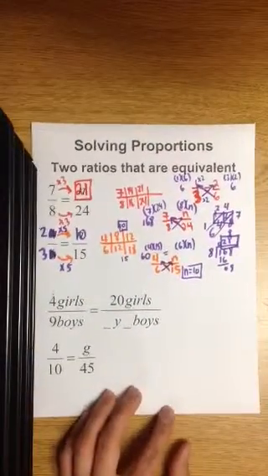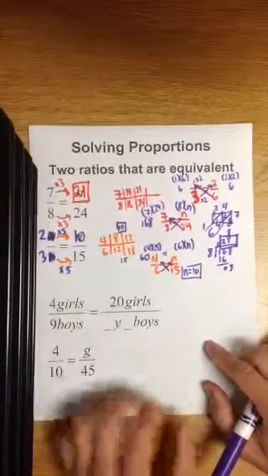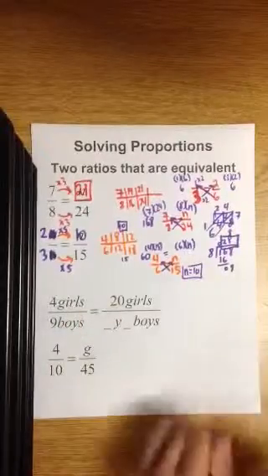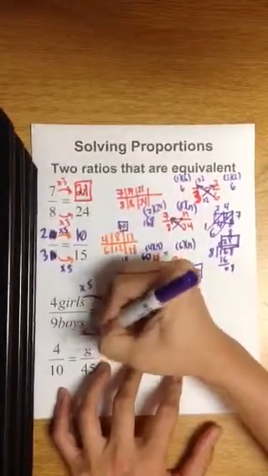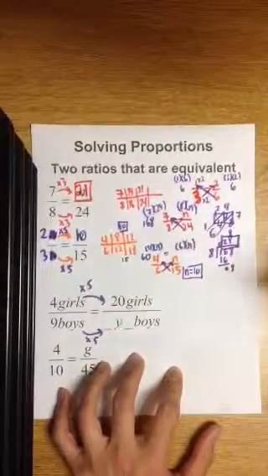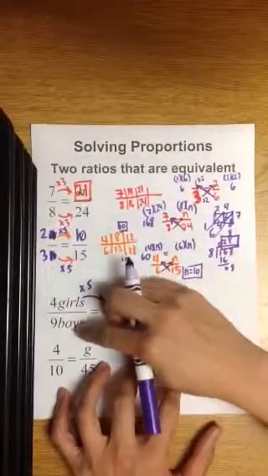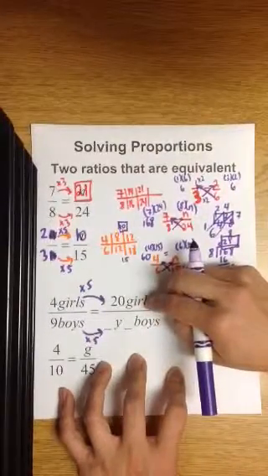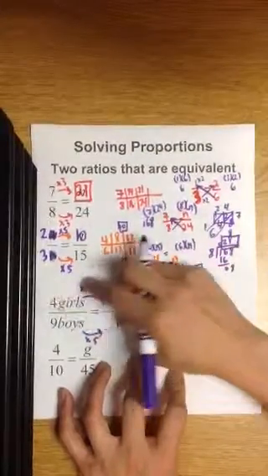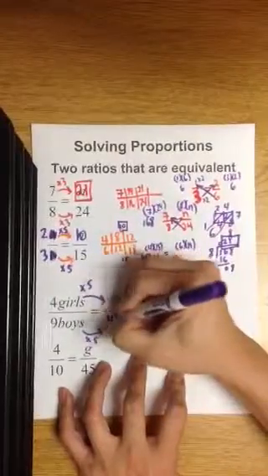Let's try our next example. So let's do scale factor. 4 times what is 20? Times 5. 4 girls and 9 boys. That's the ratio. If you have 20 girls keeping the same rate, how many boys would you have? 4 times 5 is 20. 9 times 5 is 45 boys.